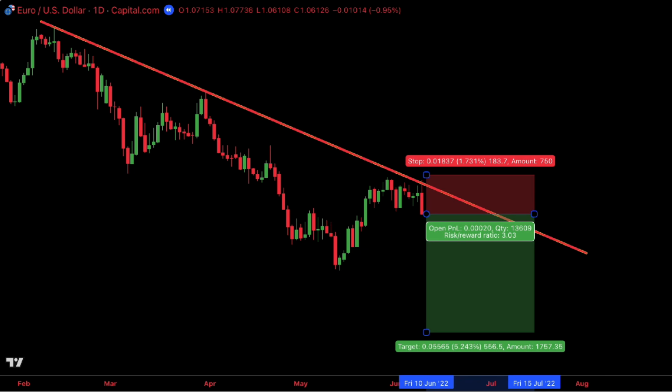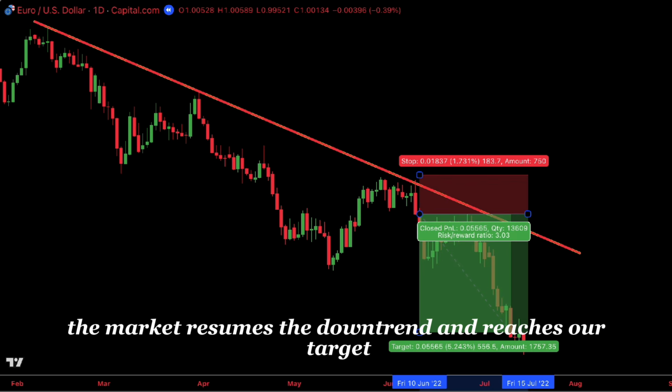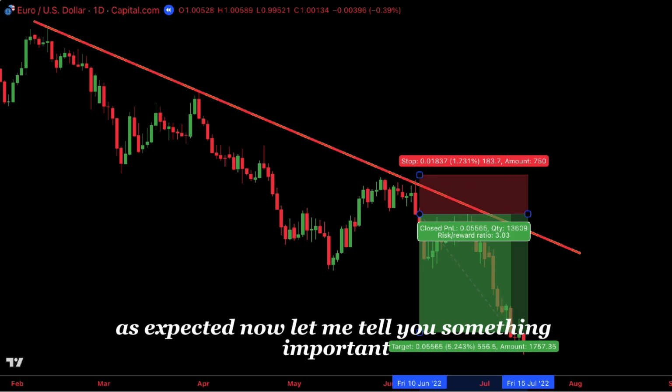Now look at what happens. As you can see, the market resumes the downtrend and reaches our target as expected.